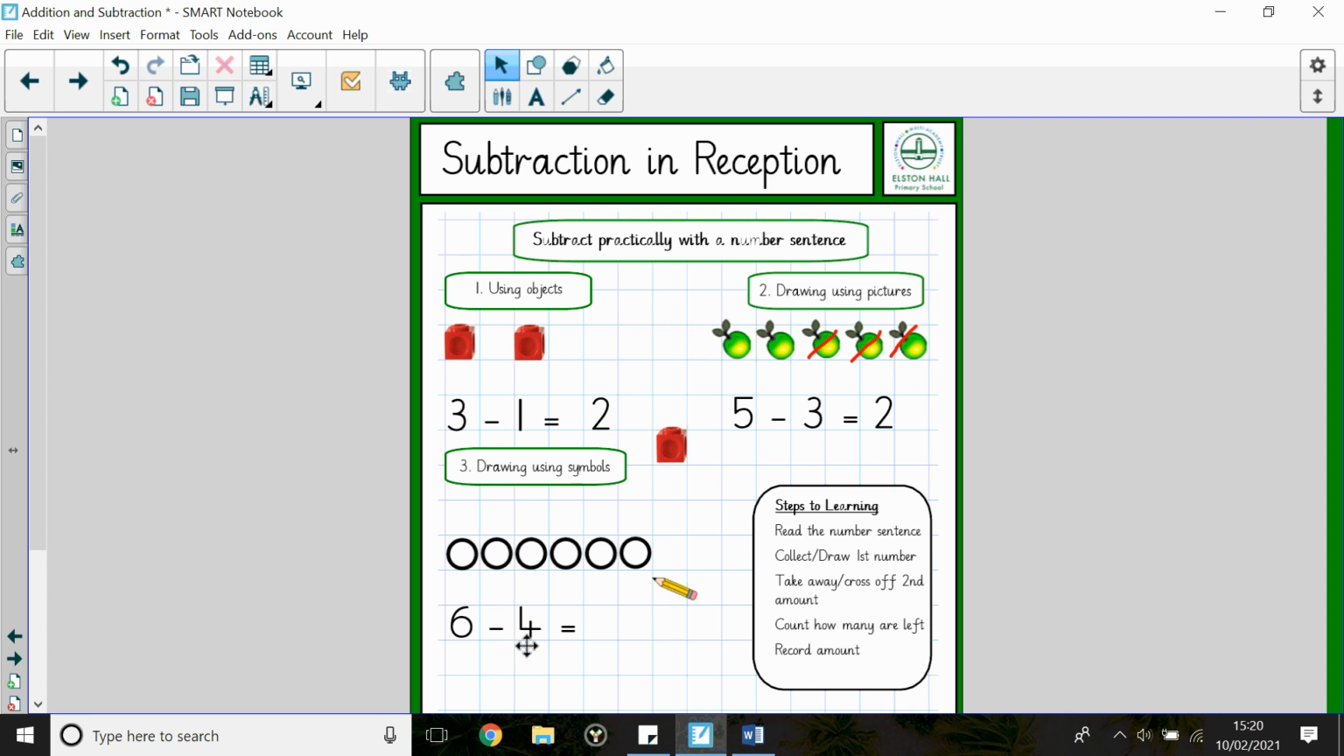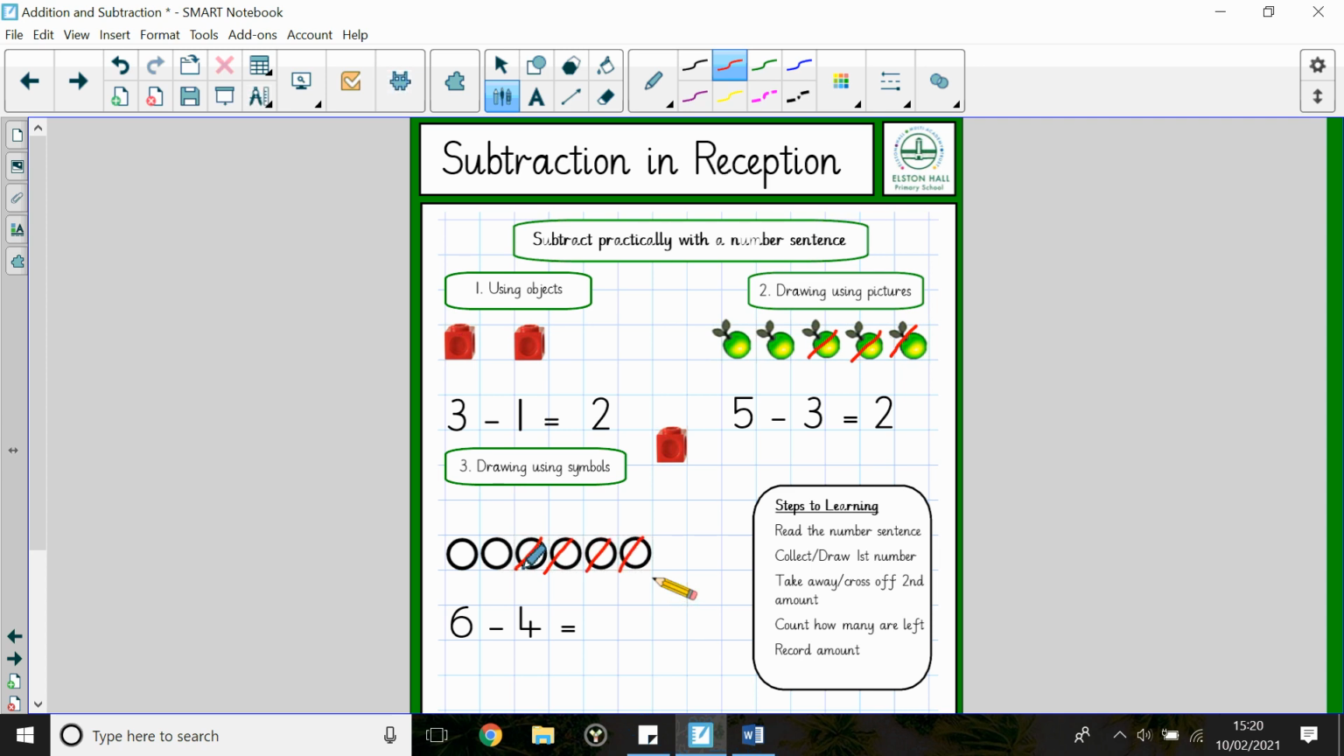We must subtract 4. Now, just like subtracting pictures in the second method, we must cross off the amount starting at the end of the line. 1, 2, 3, 4. Once we've crossed off 4, we stop.